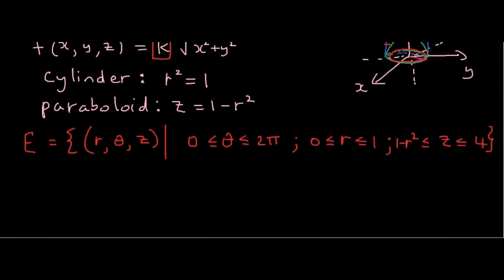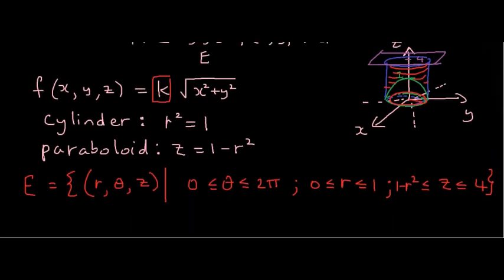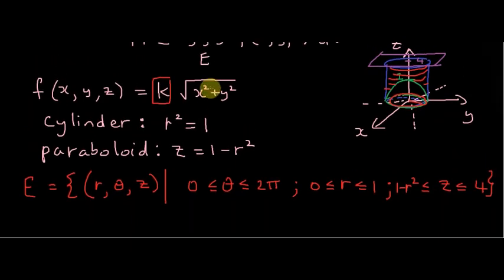Now we can set up the triple integral, but before we actually do that, we can rewrite this density function in terms of cylindrical coordinates. We know that x squared plus y squared is r squared, so f is just going to be k times r.